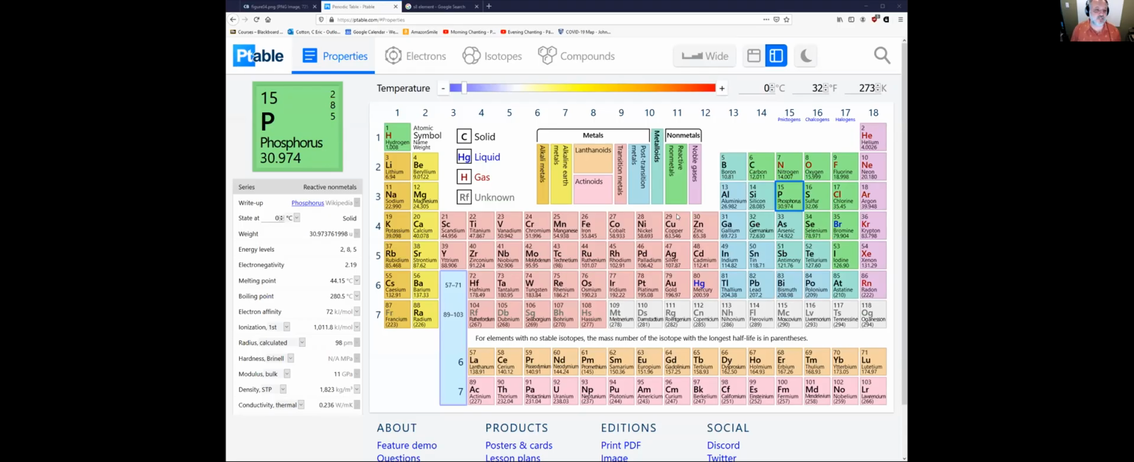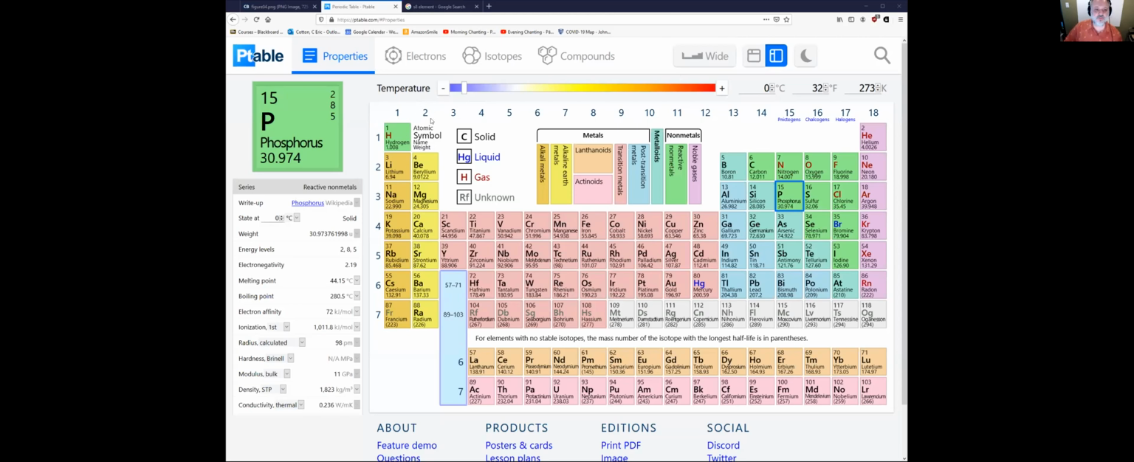Lucky for you, you don't have to memorize it. Lucky for you, all you have to do is go back to your periodic table of elements, because the position in the periodic table will tell you what the charge is. Okay. So there's the first thing I'm going to do, and this is how I describe things on the periodic table.